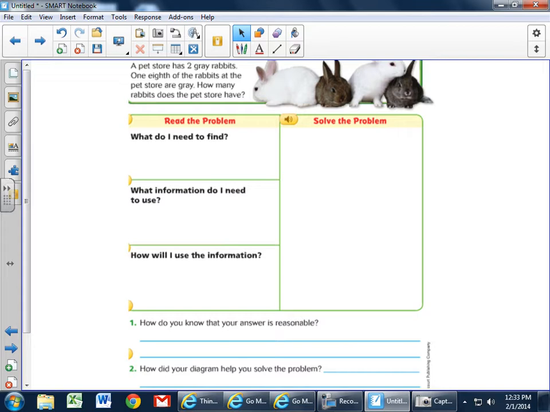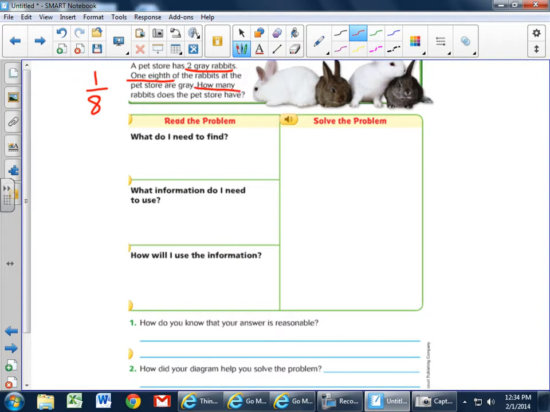Okay, we're going to try another problem. So we're on page 342. A pet store has 2 gray rabbits. 1/8 of the rabbits at the pet store are gray. How many rabbits does the pet store have? What do I need to find? I need to find out how many rabbits the pet store has.